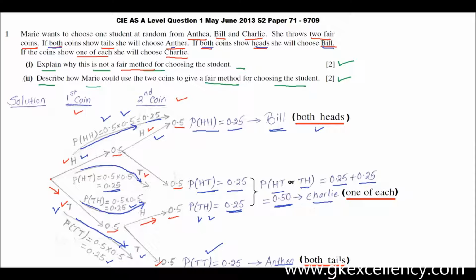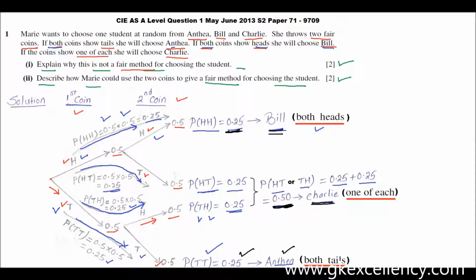Let me pick a different color, maybe black this time. Okay, Charlie here, right? Charlie is all the time 50% here, one of each. And you can see the probability of choosing Bill is only 25% here, and the probability of choosing Anthea is again 25%. So obviously this is not a fair method. Most of the time I'll be choosing Charlie. So explain why this is not a fair method for choosing the student.